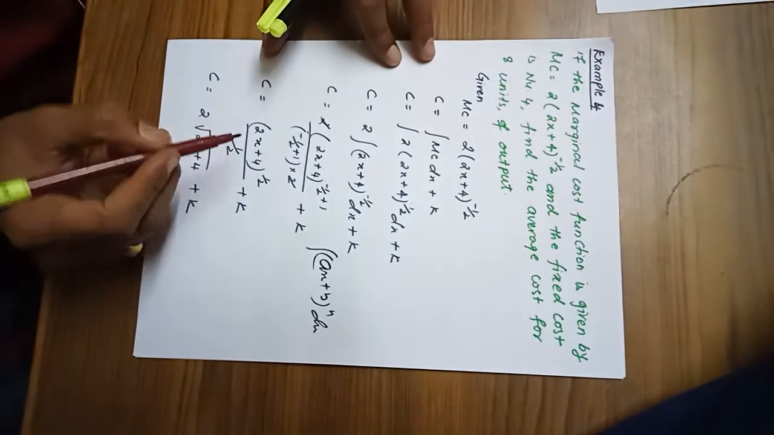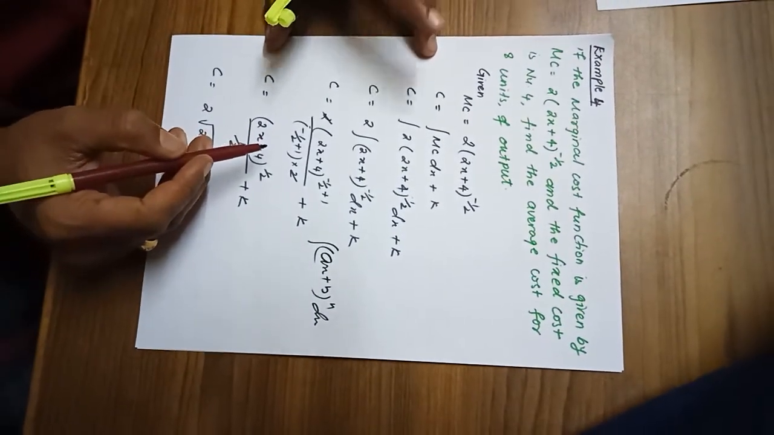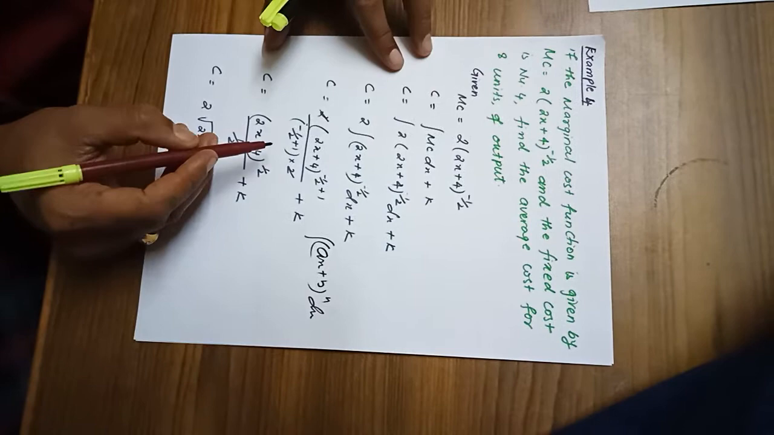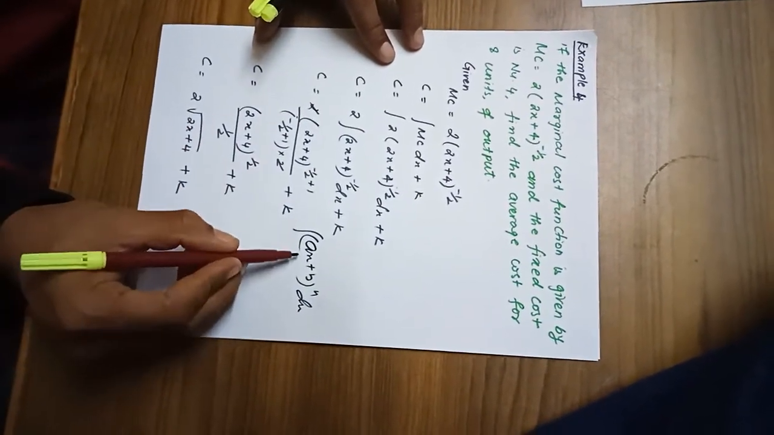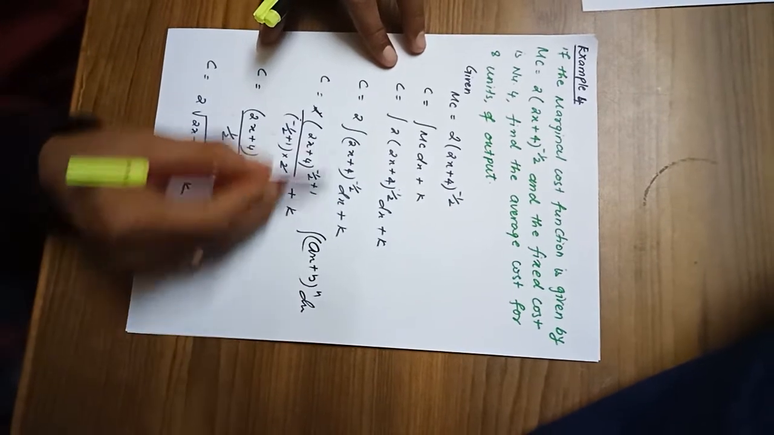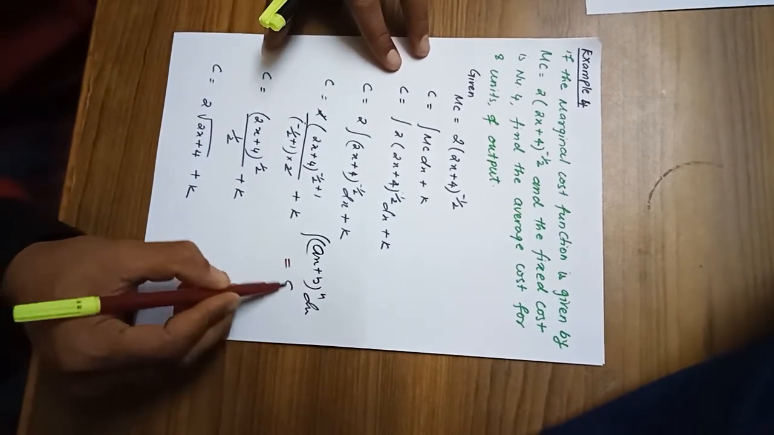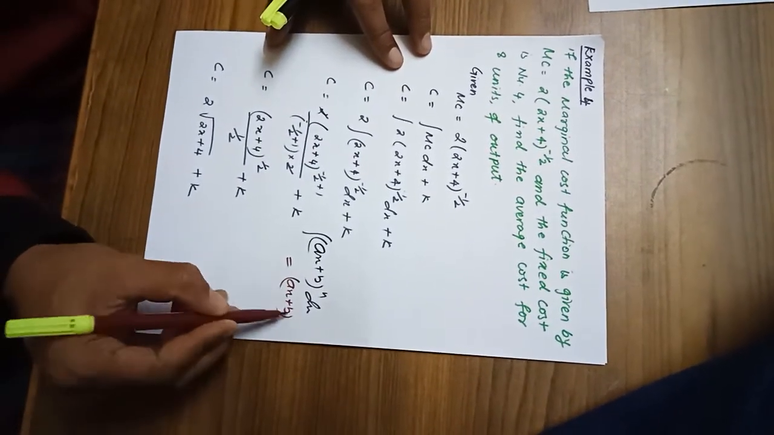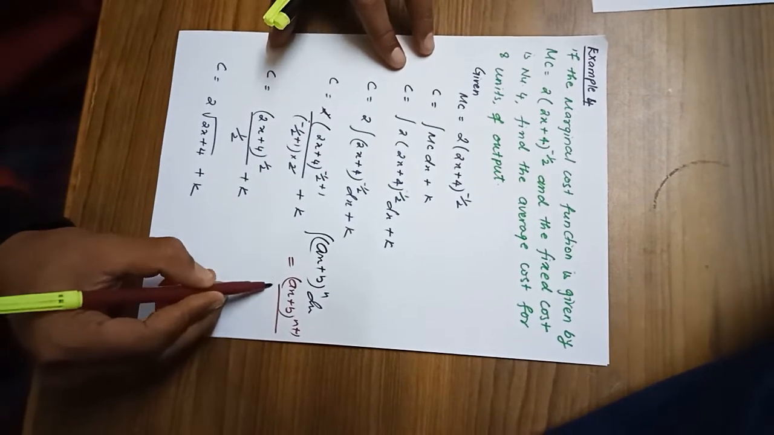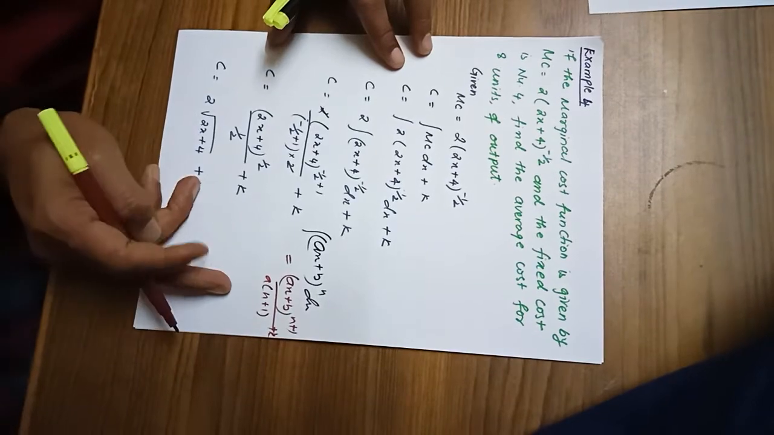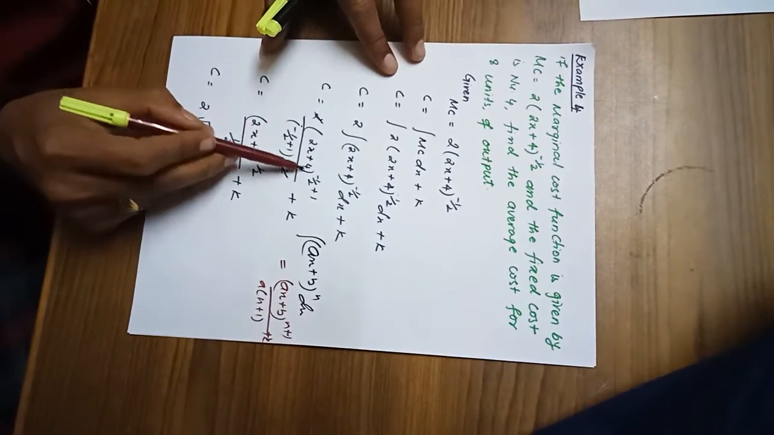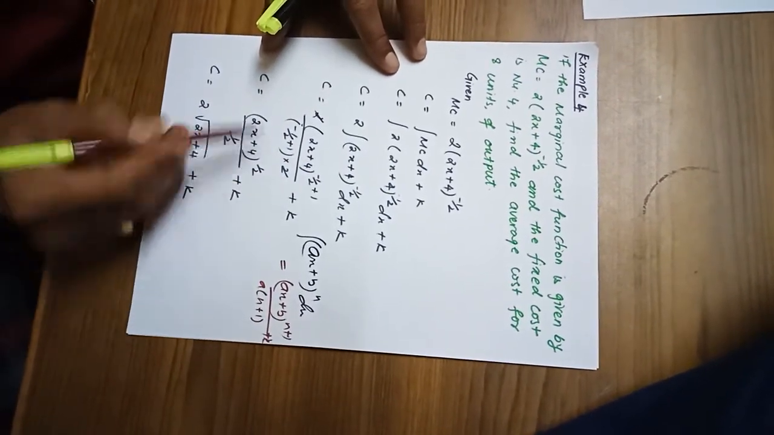Okay, so as usual, MC is given, you try to find the cost function first. So when you integrate, 2 is a constant, take it out. Now the integration of (ax + b)^n dx is in this form, which is equal to (ax + b)^(n+1) divided by a times (n + 1), plus k. So we are using this formula.